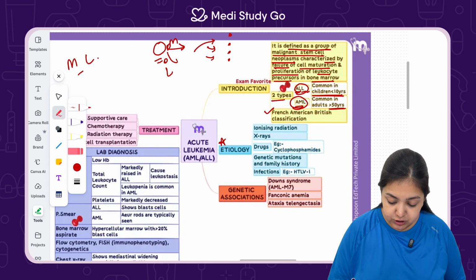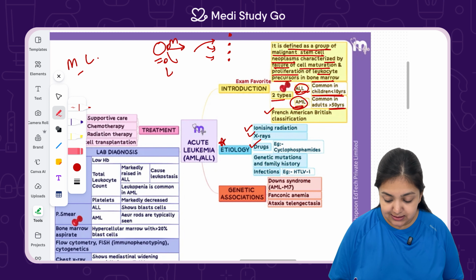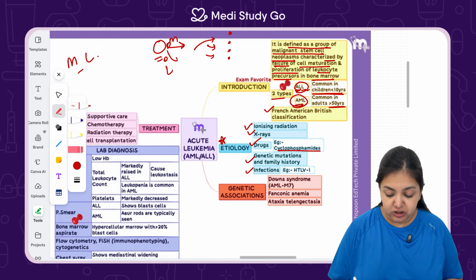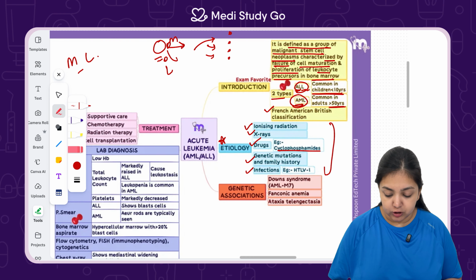Now, what are the etiologic agents? Now, why does this triggering of blastic proliferation happen? This happens because of external or internal stimuli. External stimuli like ionizing radiations, X-rays, drugs like cyclophosphamides, and infections can lead to this. And internal is genetic mutations in family history. If positive, can lead to positive offspring also. So these are the etiologic agents.